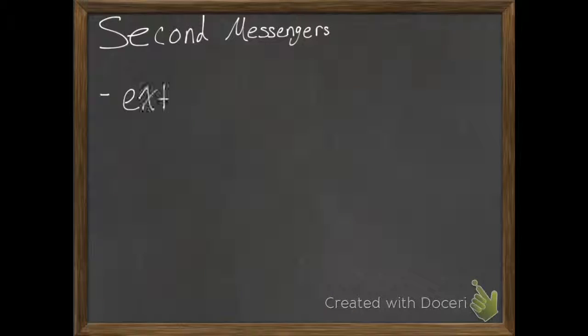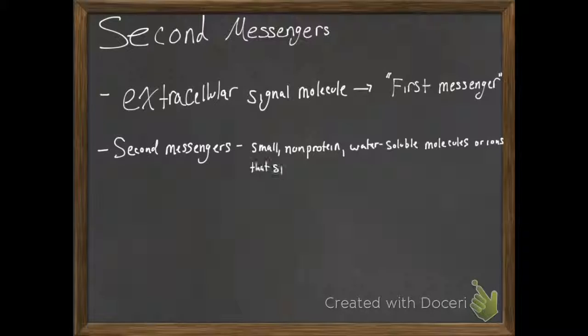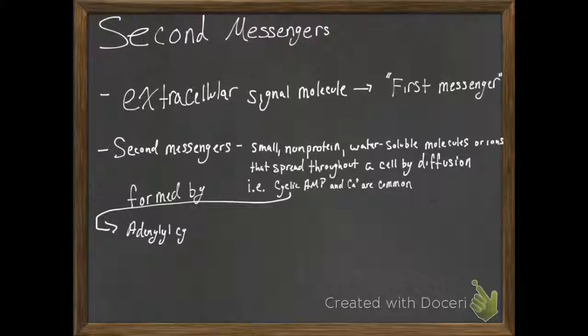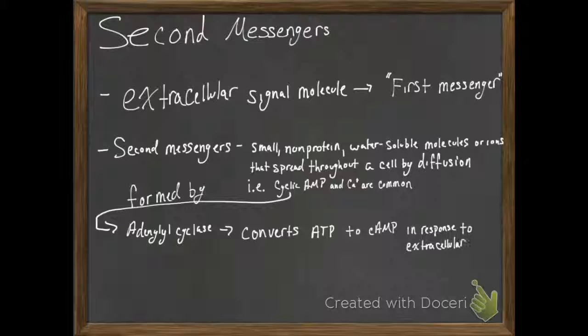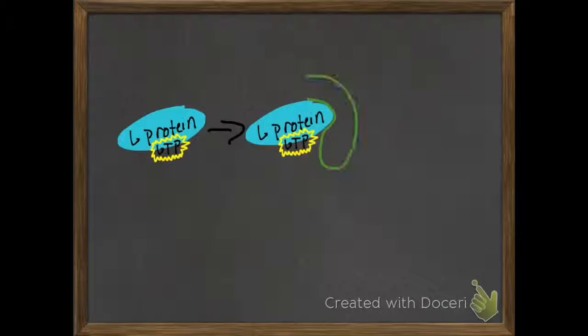There are also some kinases that are regulated by second messengers. The extracellular signal molecule that binds to the receptor is the first messenger. The second messengers are small, non-protein, water-soluble molecules or ions that spread throughout a cell by diffusion. Cyclic AMP and calcium ions are common second messengers. I'm going to mainly focus on cyclic AMP, or cAMP, which is formed by adenylyl cyclase, an enzyme in the plasma membrane, and it rapidly converts ATP to cAMP in response to extracellular signals. These then in turn activate protein kinase, and then it leads to a response. And this basically sums up how transduction works in a cell.